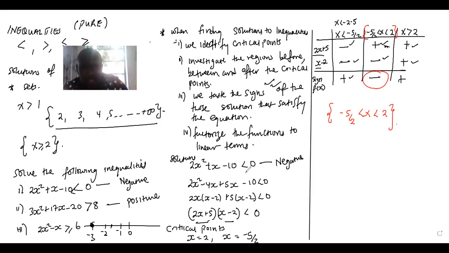Now, how do we get the answer for the conclusion? You go back to the question. What inequality symbol was there? It was a less than symbol. Less than what? Zero. If it's less than zero, it implies it's a what? A negative. Beyond zero is a what? A positive. Therefore, where is the sign of negative? It is here. In which region? Negative 5 over 2 less than x less than 2. So this becomes our solution. Happy? Thank you. Welcome.